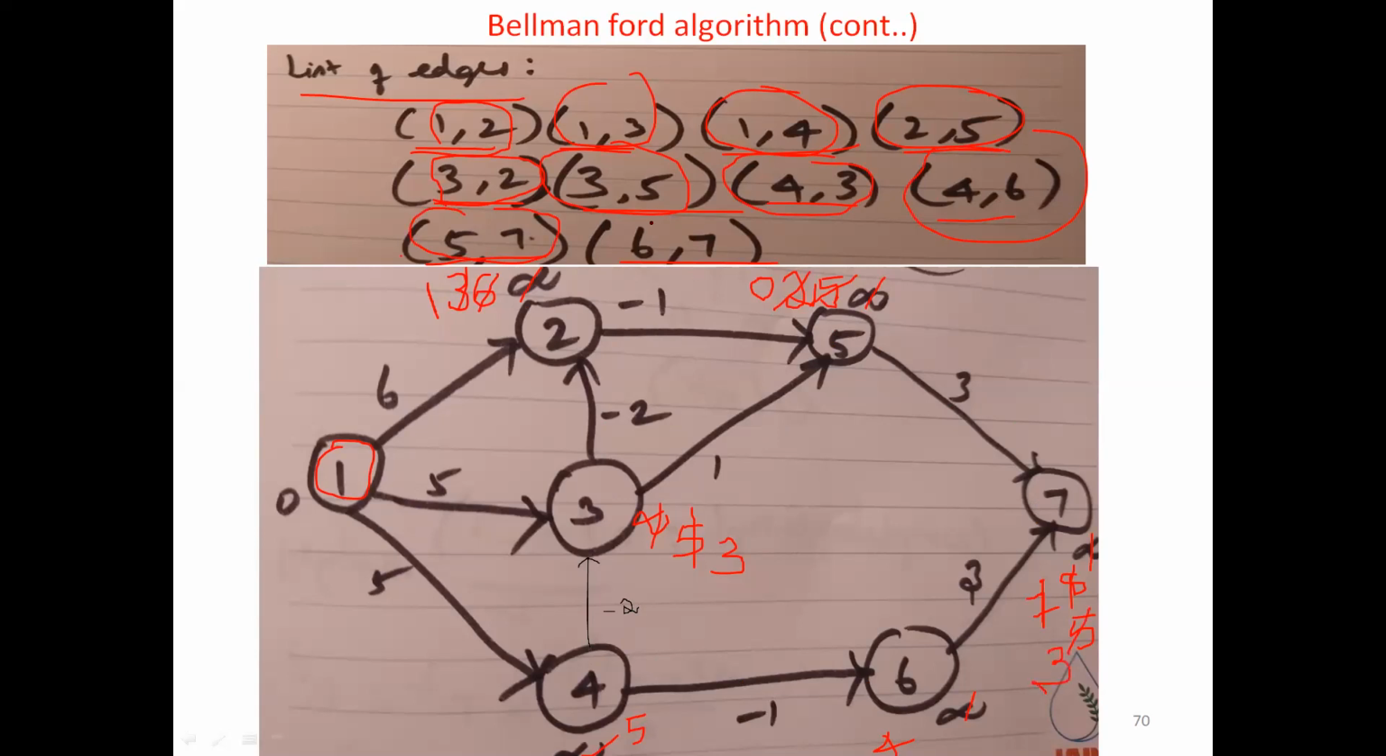Next 6 comma 7. What is 6 comma 7? It was 4, and 4 plus 3 is 7, so I cannot update it. I will leave it as it is. When I perform the fourth time, I will keep on doing. The value changes may stop at one time. In the third time it may stop, or the fourth time. Even if you perform the fourth, fifth or sixth time, it will remain unchanged, it will remain the same. But we are doing it manually.